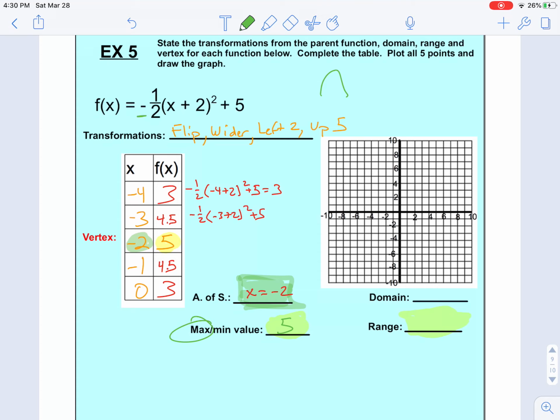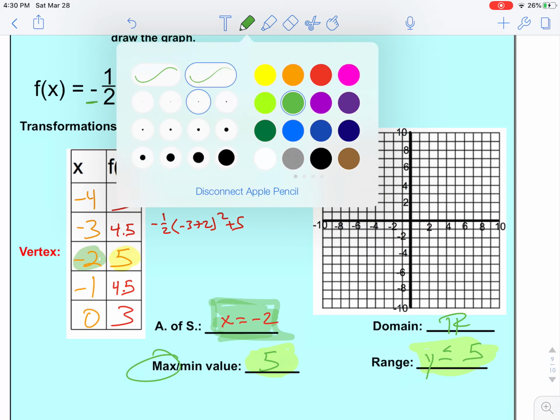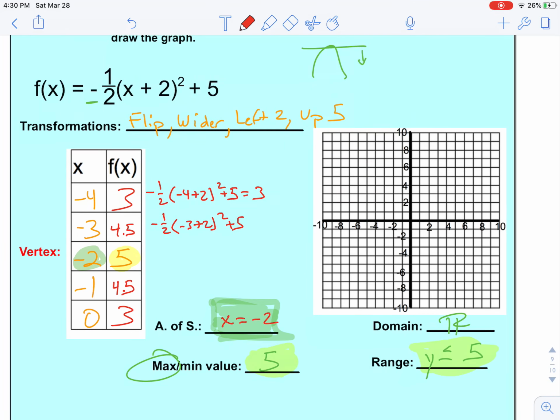Why do I say it's going to be a max? Well, remember, it's negative, so this is going to face upside down. Since it's negative, it'll face upside down, so I know that that must be the highest point. Range, okay. Y and 5, here's my educated guess, and we can come back and check it. Since I know this is going to face upside down, I'm going to get the y's that are less than or equal to 5, because I'm going to get those y's that are below 5. All right, let's give it a shot. Let's see if my predictions, and domain all reals. Let's see if my predictions are going to come true.